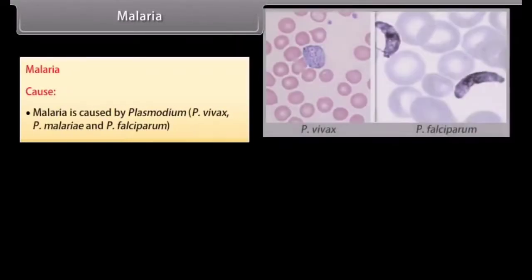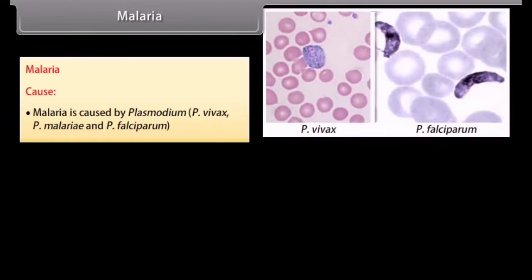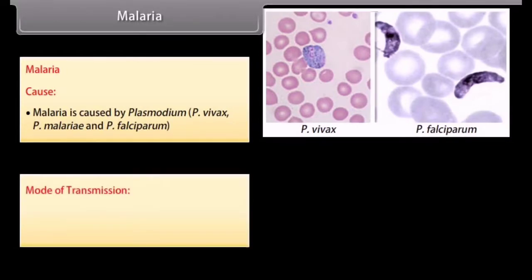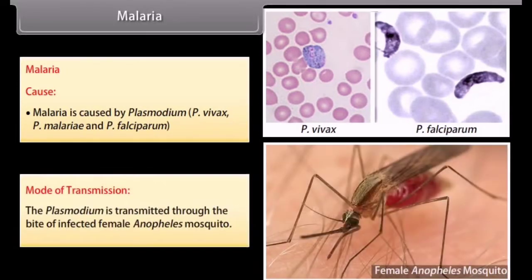Malaria. Cause: malaria is caused by Plasmodium, P. vivax, P. malariae, and P. falciparum. Mode of transmission: the Plasmodium is transmitted through the bite of an infected female Anopheles mosquito.